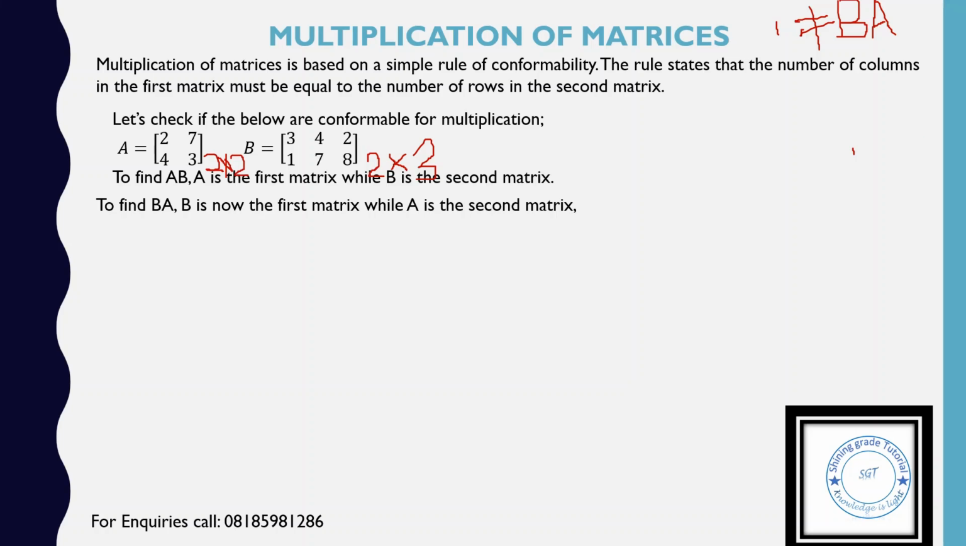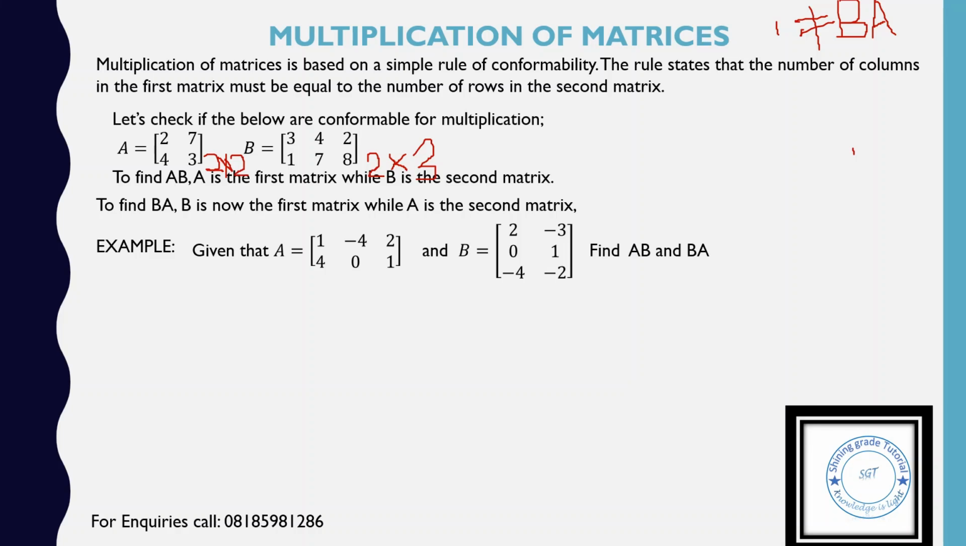Now let's look at another example on that. We are given that matrix A is 1, minus 4, 2, 4, 0, 1, and matrix B is 2, 0, minus 4, minus 3, 1, minus 2. We are asked to find AB. So let's test for the conformability rule. What is the order of matrix A? How many rows does it have? 1, 2. How many columns? 1, 2, 3. So that will be 2 by 3.